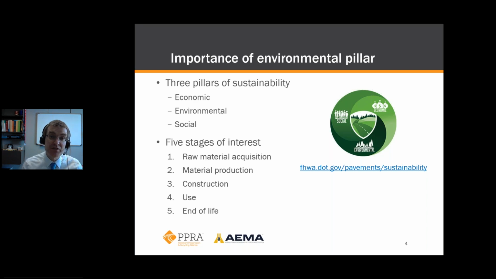And also in addition to these stages, you have the transportation associated with getting from each stage to another stage as well. So this is a nice broad overview of when you're thinking about the environmental pillar of sustainability and when you're thinking about it through the lens of a pavement product, these are the different stages that you want to start thinking about. Now, what are some of the things that can be measured and quantified during these stages?